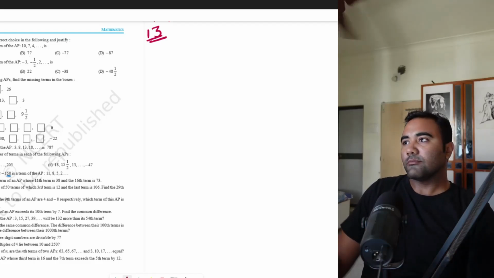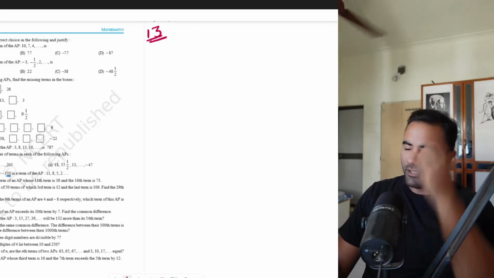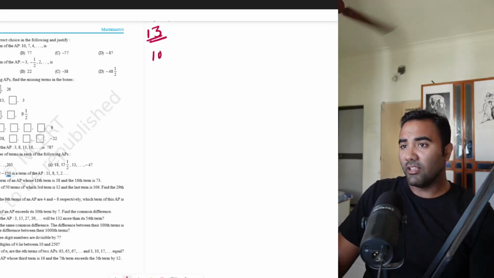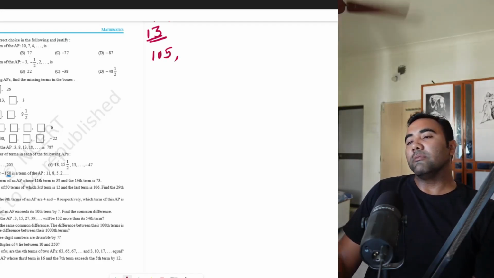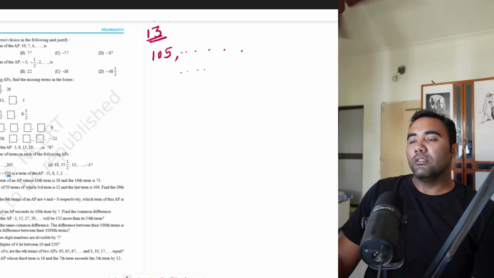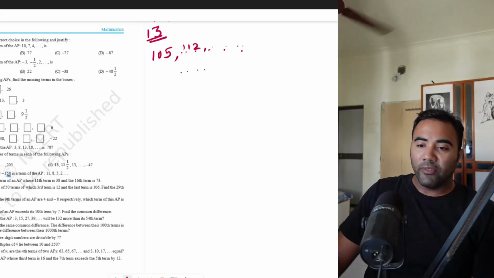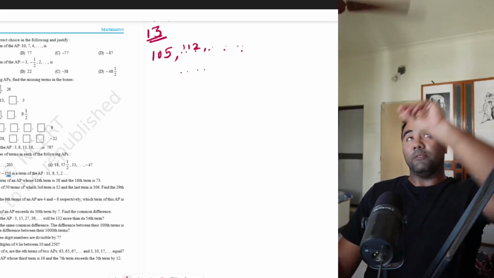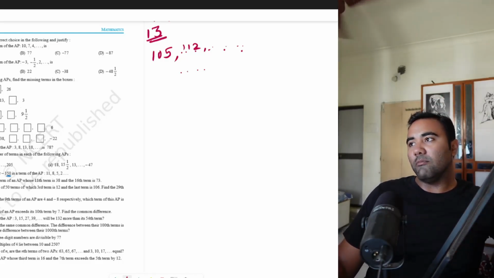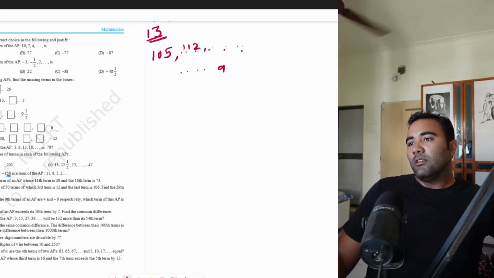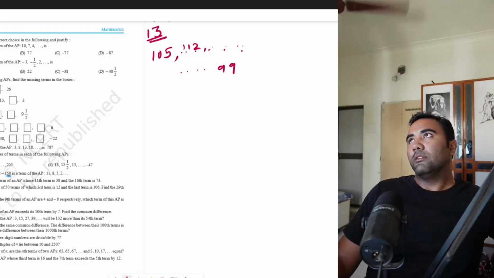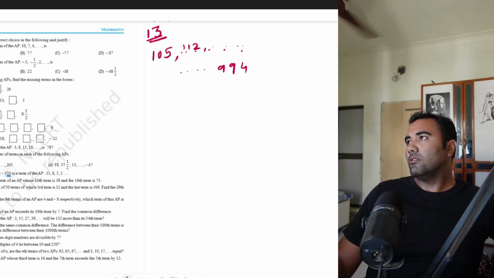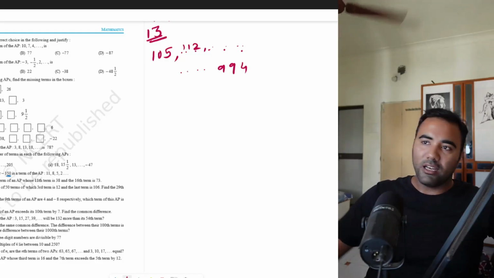3-digit numbers, they start with 100. So after 100, which is the first number that is divisible by 7? That is 105. Okay, 105, and then you simply keep on adding 7, then 112, and so on. Which will be the last number? 999 is the last 3-digit number. Is 999 divisible by 7? No. 994, because 14 sevens are 98. Yeah, 994. This is the last number.